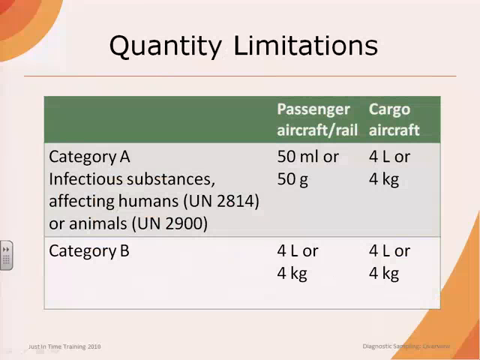The category designation also determines the quantity of sample that can be shipped within a single container. This will also be dependent on the mode of transportation. Materials that are infectious to humans or animals cannot exceed 50 milliliters or 50 milligrams when being shipped via passenger aircraft or rail. However, up to 4 liters or 4 kilograms can be shipped on a cargo aircraft. For Category B, biological substances, up to 4 liters or 4 kilograms of biological substances can be shipped in passenger or cargo aircraft and by rail.